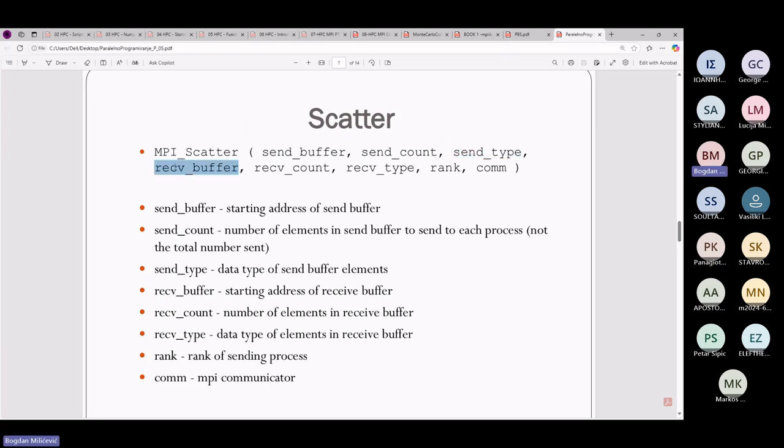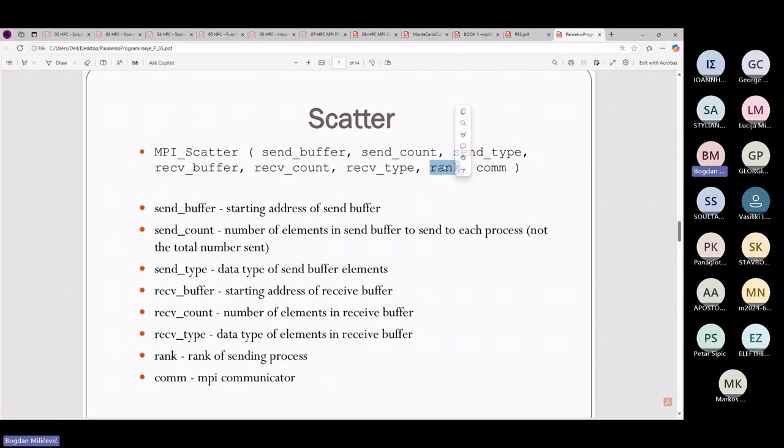Then we have what we are receiving. So maybe we're receiving A, maybe we're receiving B. How many values are we receiving? What is the receiving type? Usually these two types are the same. I don't think I have found a single example where they haven't been, but maybe. In my experience, they should always be the same.